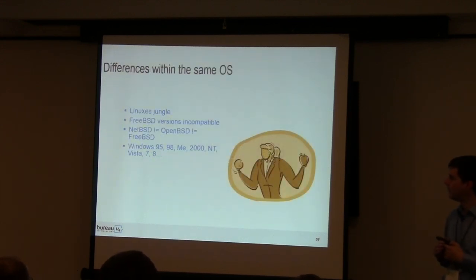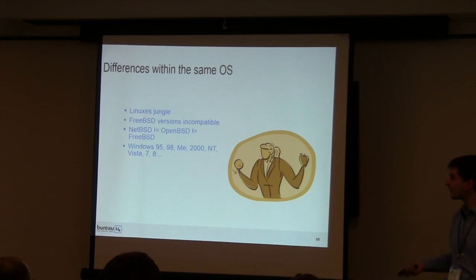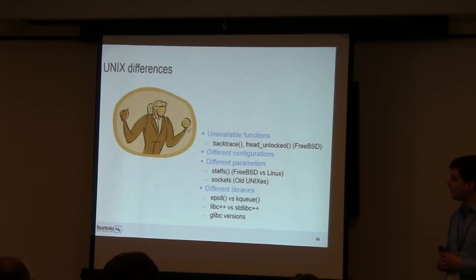Differences within the same OS. You have your program running on Windows and Linux and so on, but you have to support different versions of Windows. FreeBSD major versions are incompatible between them; very often you just have to recompile. Linux has so many distributions. Unix differences are not that well known.